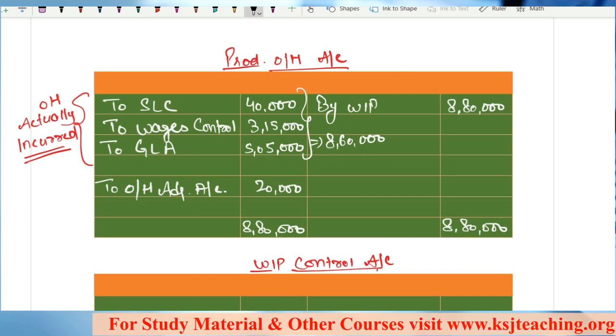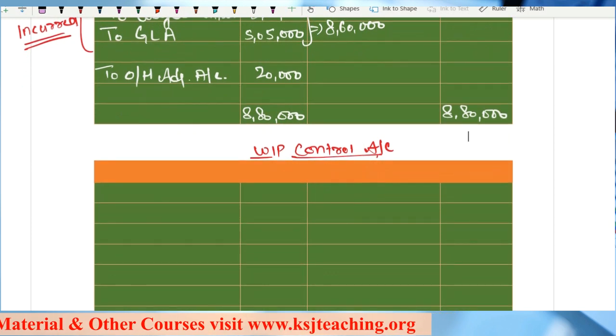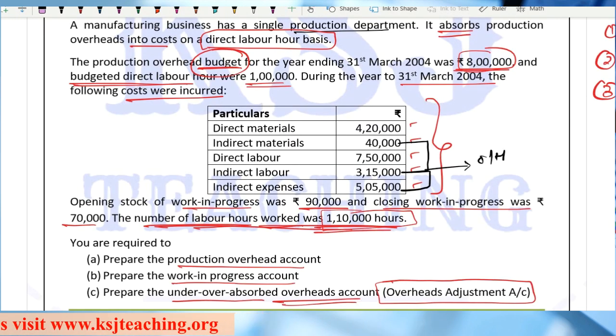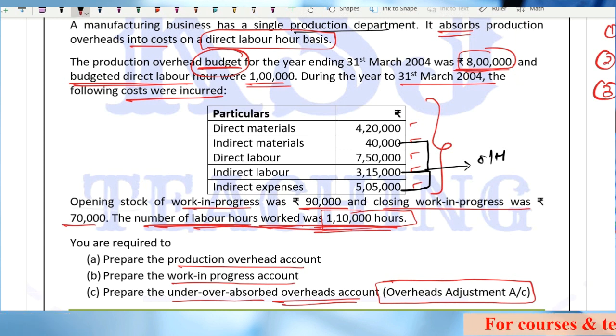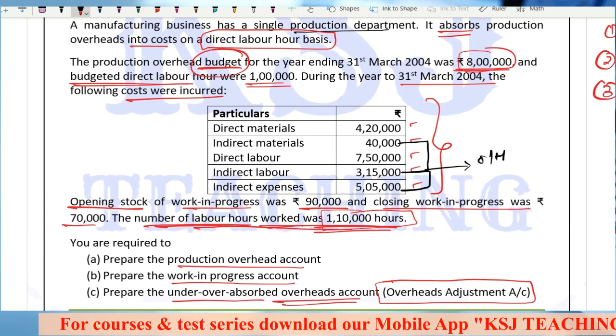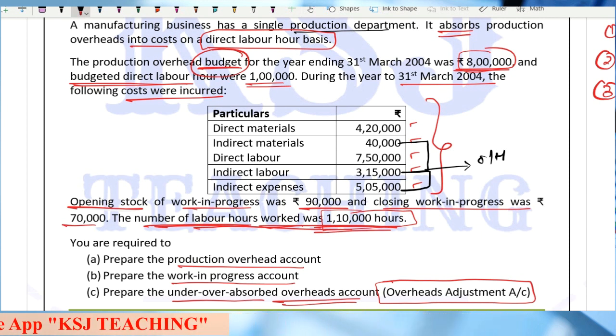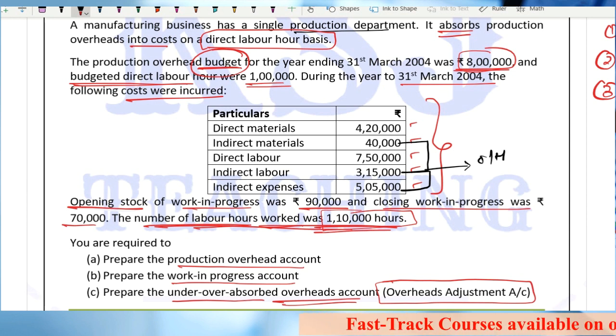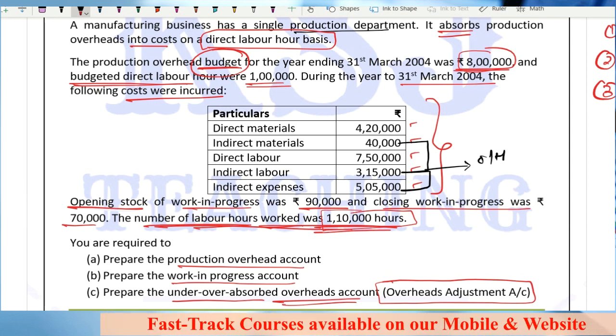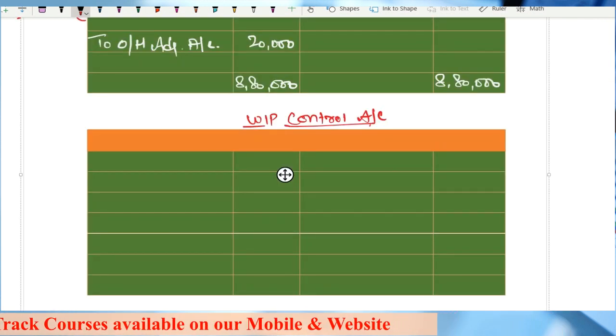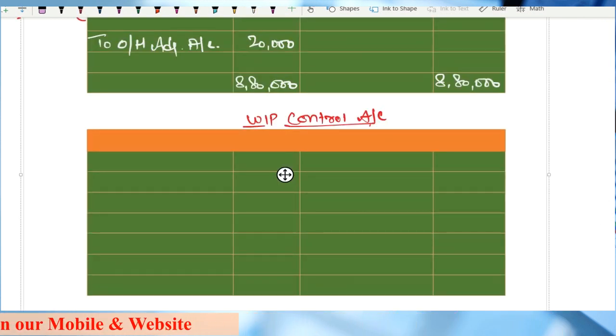Now, the second account is WIP control account. Read the question carefully. Is there anything given to the work in progress? Sir, the opening stock is given as 90,000 and the closing balance of 70,000. WIP will always have a debit balance, right? It will have a debit balance and not a credit balance, sir, because we are going to get something out of that WIP. We are going to convert the WIP into finished goods. So this is going to be our debit balance. So it is an opening balance of 90 and closing balance of 70. So how to write it? Let's see how to write it, sir.